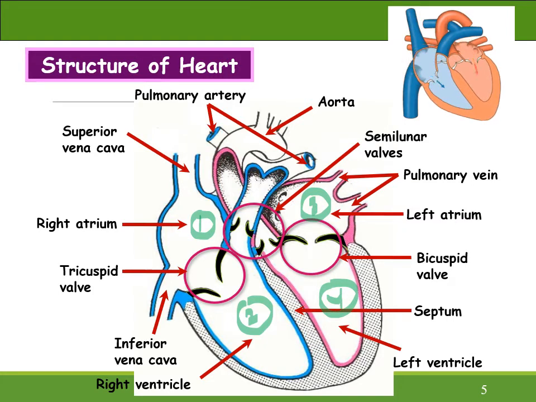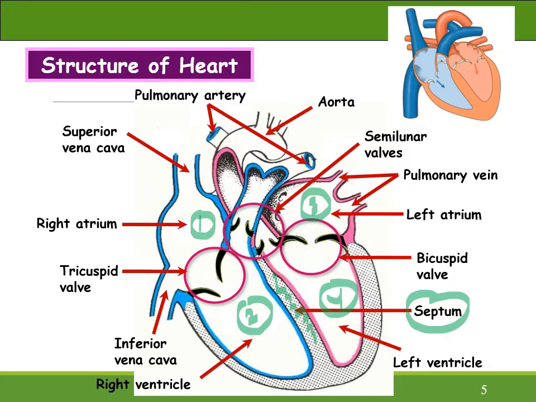The right and left side of the heart is separated by a septum. Okay, so they separate the right and the left side of the heart. The outer wall of the ventricle is actually thicker than the outer walls of the atria. Okay, so why? So please find out.